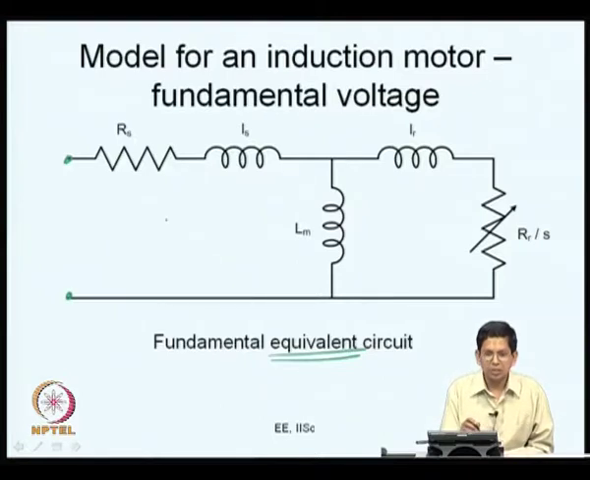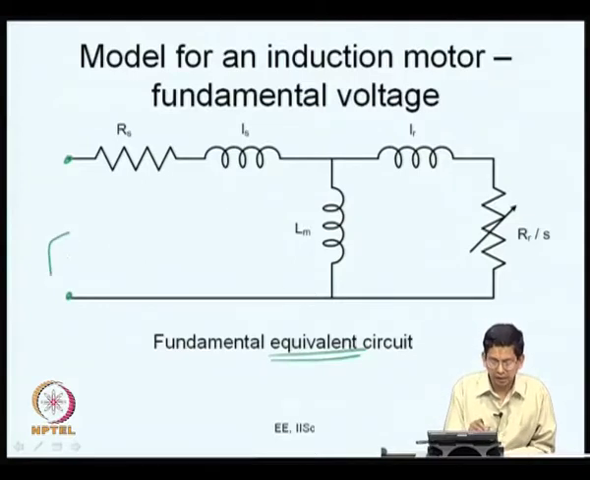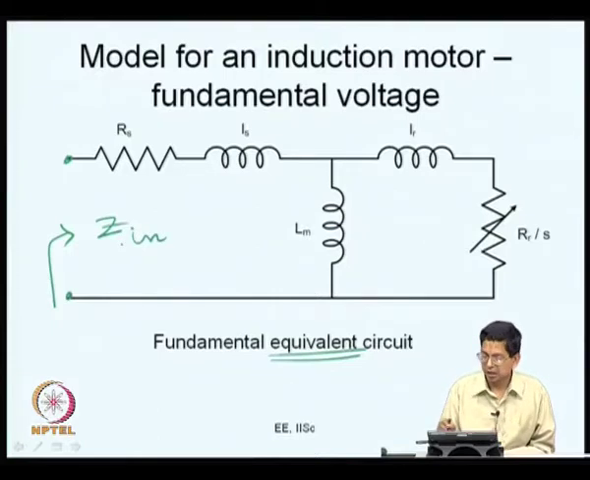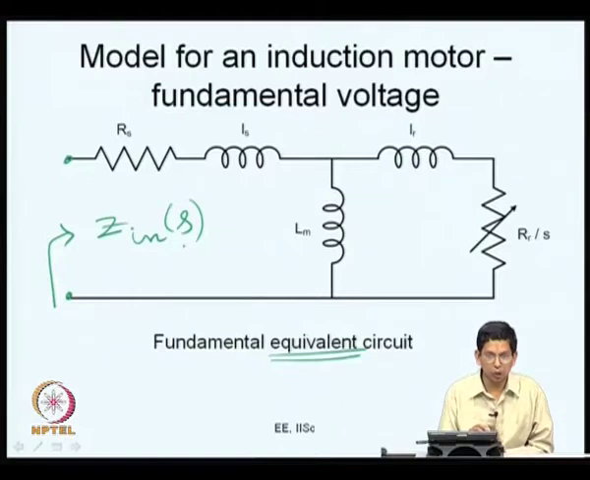So, the fundamental component is seen by the machine as something like this. It is seen as a certain impedance, and this impedance is a function of the slip. As I said, at no load the slip is 0.